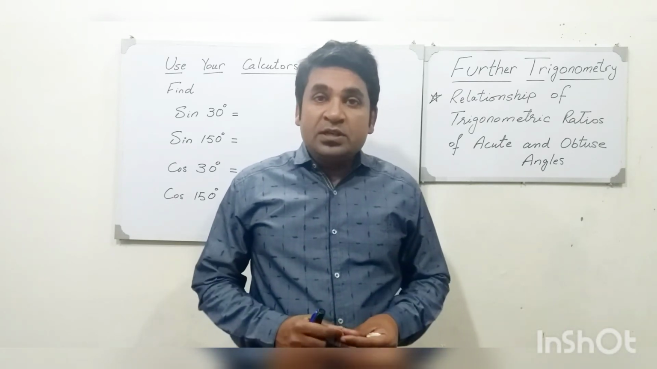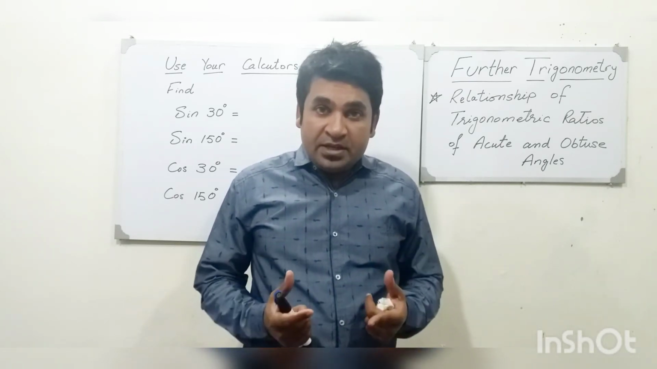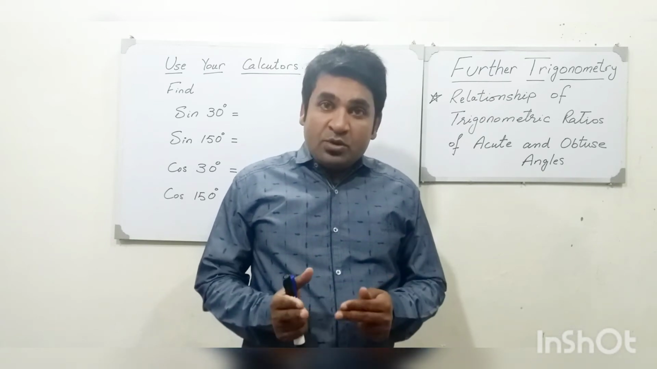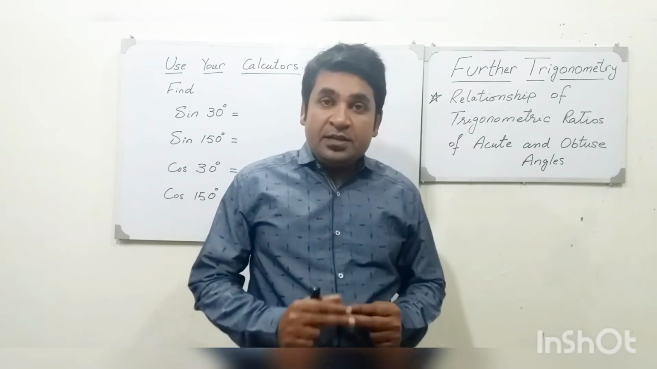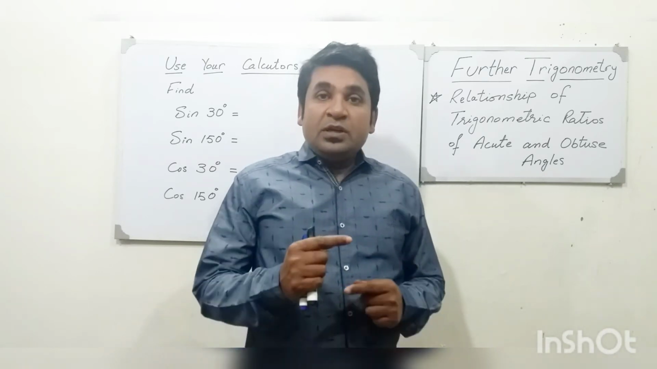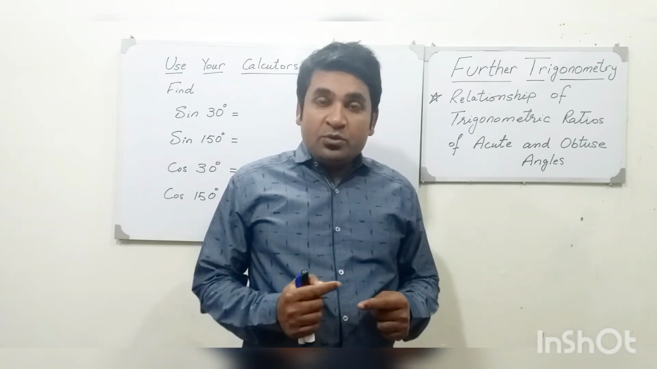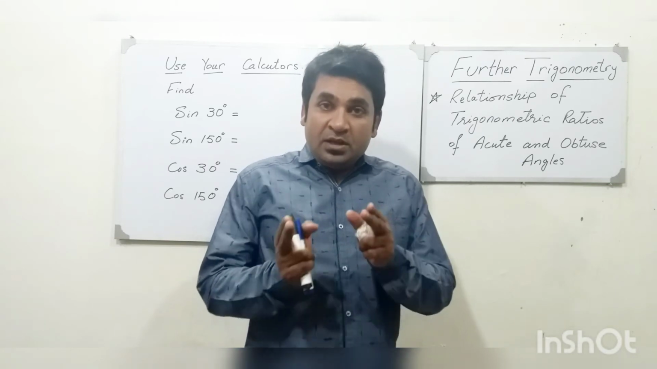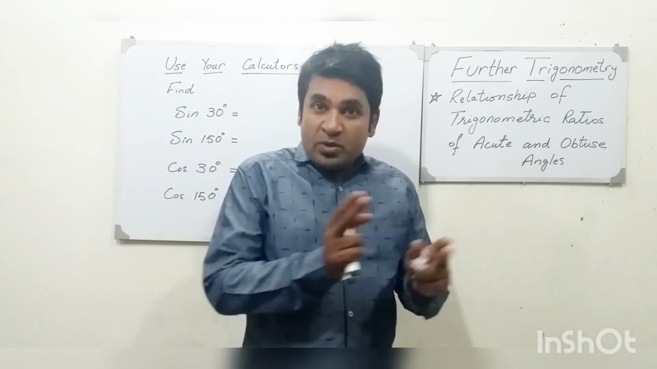All angles which are less than 90 degrees are called acute, and all angles which are greater than 90 degrees and less than 180 are called obtuse angles. So we are going to find the connection, the relationship between these two angles.